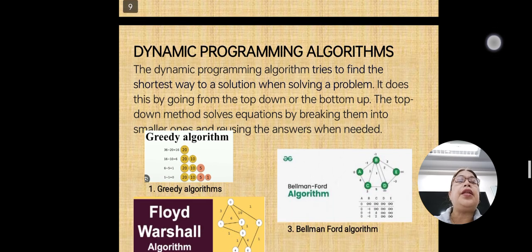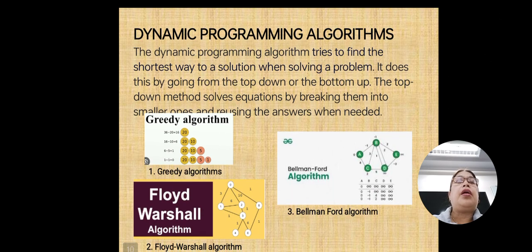Next is the dynamic algorithm. The dynamic programming algorithm tries to find the shortest way to a solution when solving a problem. It does this from the top down or the bottom up. The top-down method solves equations by breaking them into smaller ones and reusing the answers when needed. Next is the greedy algorithm.